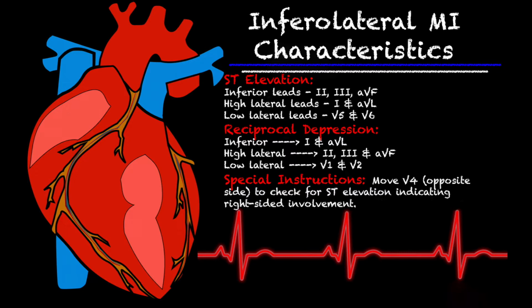Special instructions for this type of heart attack is the same as an inferior MI because it is involving the inferior portion of the heart. You want to move V4 over to the opposite side and check for ST elevation. If you observe ST elevation, then that is going to indicate possible right-sided involvement, and that is when you want to hold off on any administration of nitroglycerin, etc.